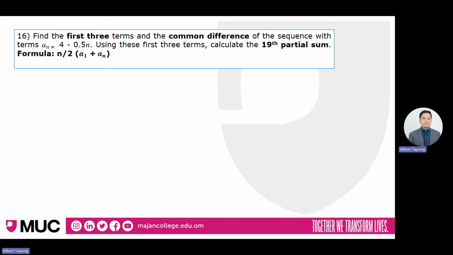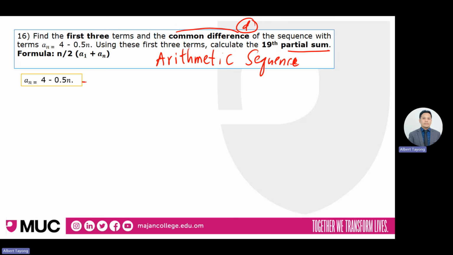Let's proceed to number 16. Number 16, you're going to find the first three terms and the common difference. So the words common difference or D are there. So it means this is about an arithmetic sequence. And the partial sum is the arithmetic series. All right, so the nth term is given. This is the nth or the general term.